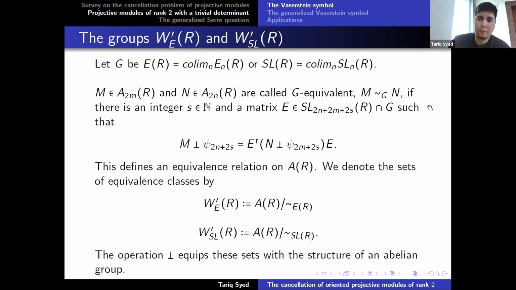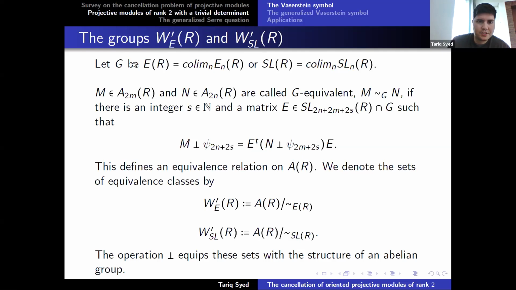Okay, now we define a relation on this set AR. G will either be the direct limit of all these groups En generated by elementary matrices, or the direct limit of all these groups SLN, the groups of invertible matrices of determinant 1. And we say that M and N are G equivalent, and the notation is this, if there's an integer S and a matrix of rank 2n plus 2m plus 2s of determinant 1 and in G, such that up to adding this psi 2n plus 2s or 2m plus 2s, these alternating matrices are isometric in a way.